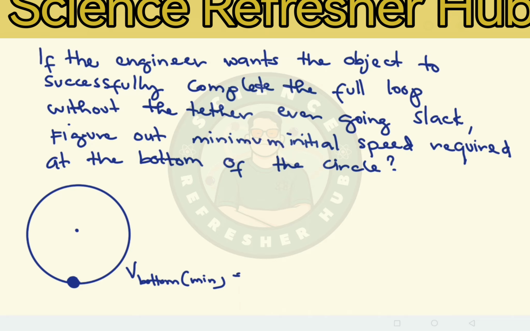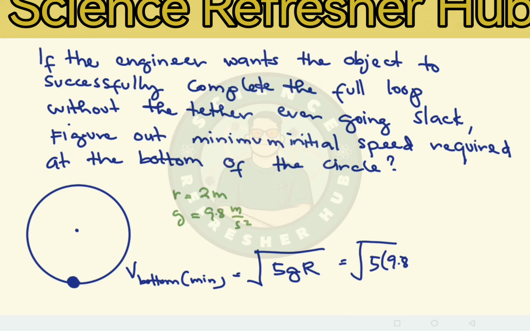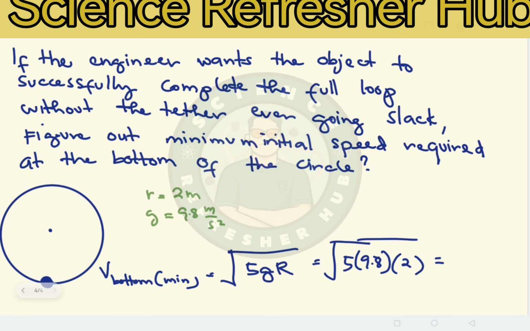If we derive this using the conservation of energy, we will arrive at this formula: the square root of 5gr. It's derived already, so we will use the radius provided in our problem. If you could still recall, the radius in our problem is 2 meters. So just plug in directly the 2 meters in our equation, and our gravity, 9.8. This time, we substitute our values: the square root of 5 times 9.8 meters per second squared, multiplied by the radius, 2 meters.